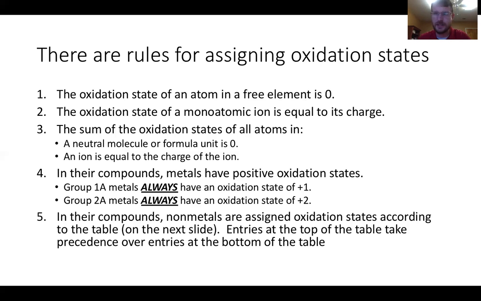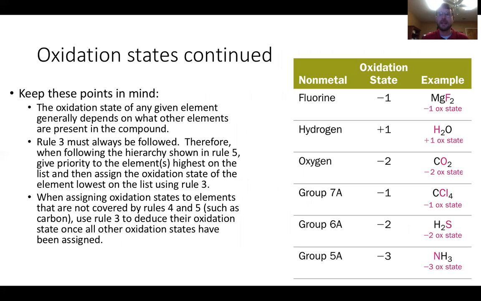So let's look at this table and we'll walk through this, and then I will show you how we can use this in real life. The oxidation states of any given element generally depend on what other elements are present, right? And so fluorine is -1, hydrogen is usually +1, oxygen, we said, is usually -2. We'll look at this a little bit. Group 7A, -1, 6A, -2, 5A, -3. Depending again on what it is bound to, it will determine what oxidation state it is, and that's key.